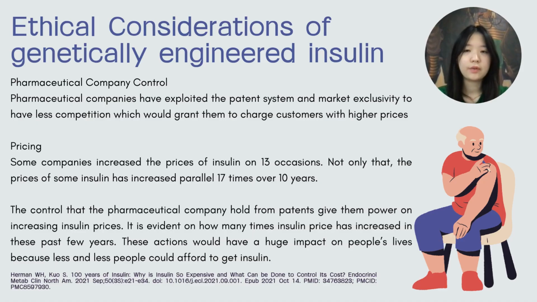Ethical consideration of genetically engineered insulin. Pharmaceutical companies have exploited the patent system and market exclusivity to have less competition, which allows them to charge customers higher prices. Some companies increased the prices of insulin on 13 occasions. And not only that, the prices of some insulin have increased by around 17 times over 10 years. The control that the pharmaceutical companies hold from patents gives them power to increase insulin prices. It is evident in how many times insulin prices have increased in these past few years.